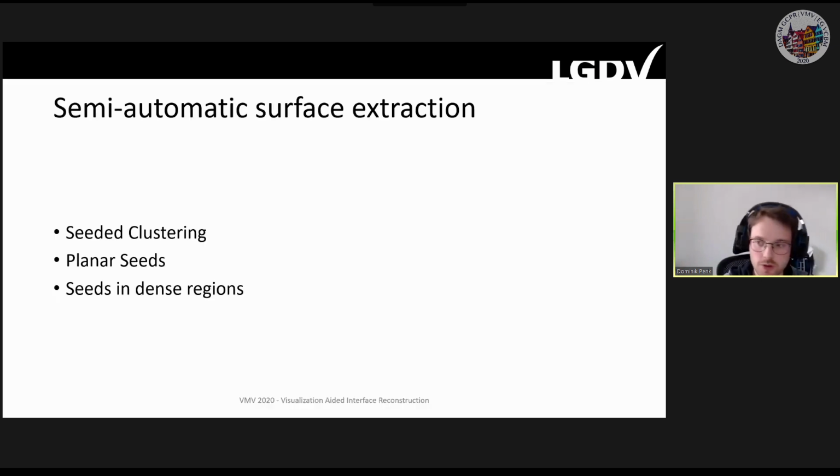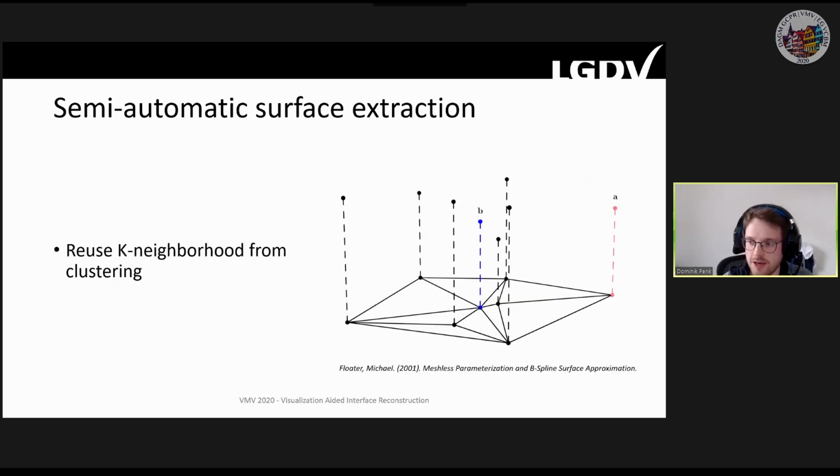For clustering, we use a very standard seed-based clustering approach, where we prefer atoms on a planar region which are densely populated. The second part of our reconstruction is generating the actual surfaces. And this is once again a multi-step approach, and we very closely follow Floater et al.